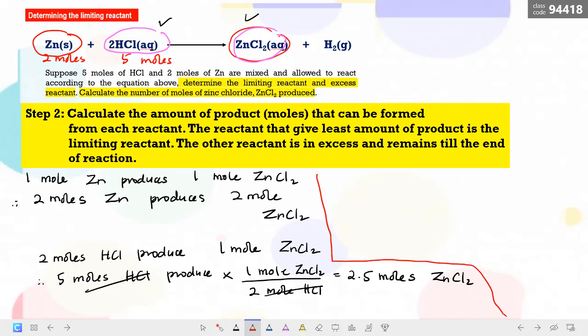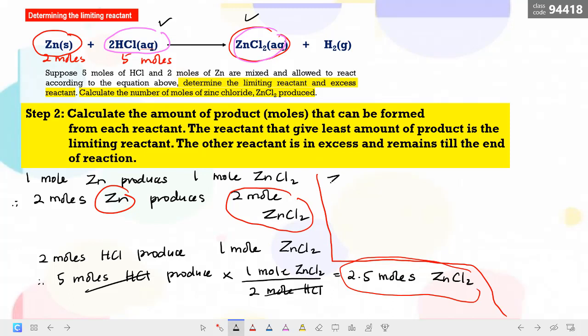Okay, so now compare which reactant produces the least amount of product. So if zinc is the limiting reactant, it produces 2 mole of zinc chloride. If HCl is the limiting reactant, it produces 2.5 mole zinc chloride. So antara 2 mole dengan 2.5 mole, mana mole yang lagi sikit? Of course 2 mole of zinc chloride. So which reactant produce 2 mole of zinc chloride? It is produced by zinc. So kita boleh tulis jawapan kita kat sini.